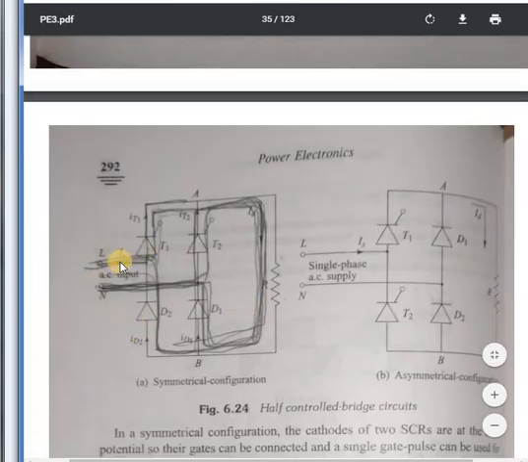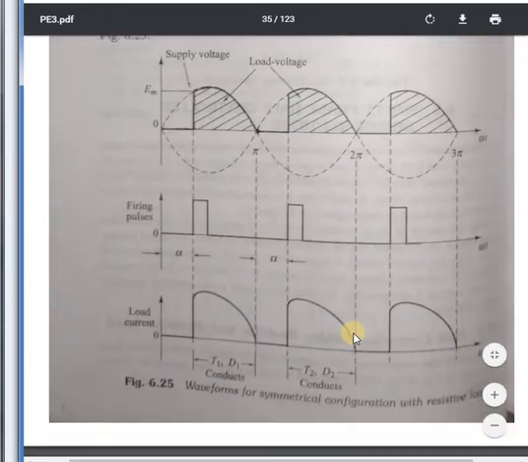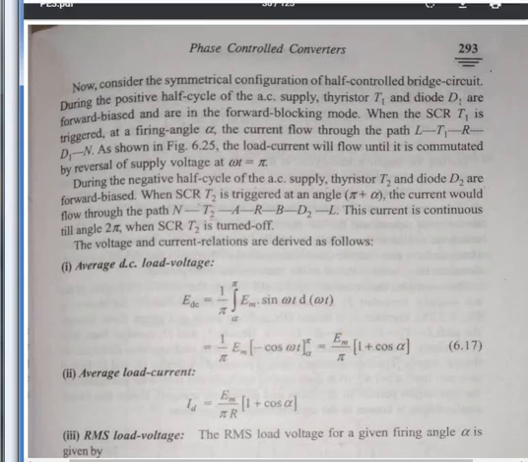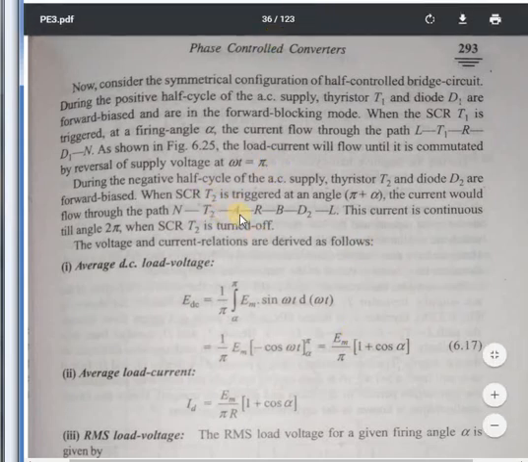Here, if you see, first it was flowing through L, T1, R, D1, back to the supply. Now for the negative half cycle, it flows through T2, A, R, B, back to D2 and out through L. So that will be for the negative half cycle. This current is continuous till angle 2 pi. The SCR T2 is turned off at 2 pi.